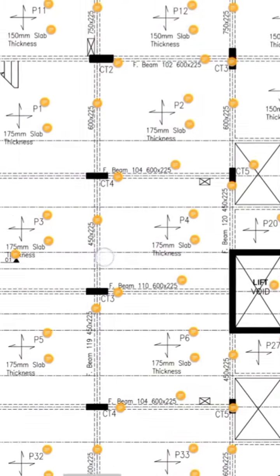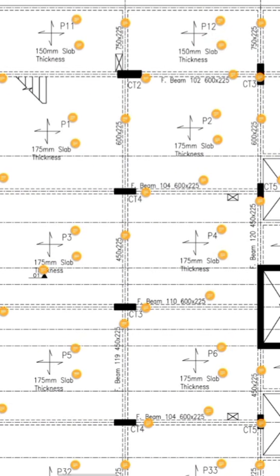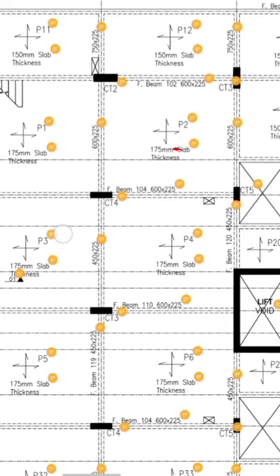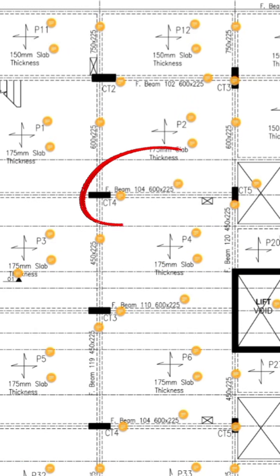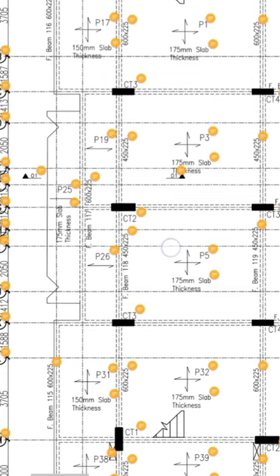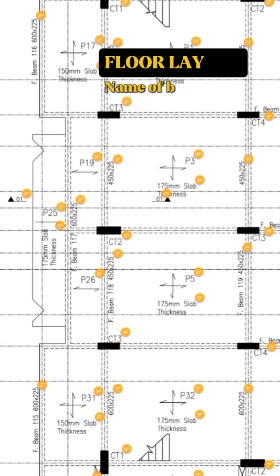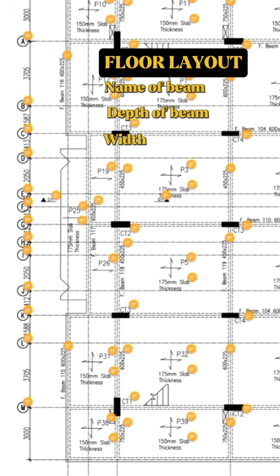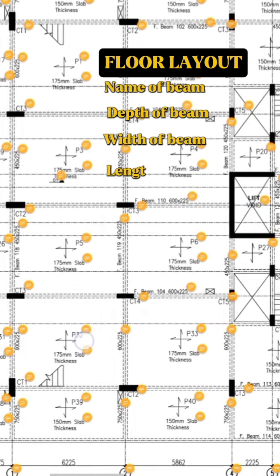So from this one, this particular beam is floor beam 104, and 104 is the name or the label given to the beam. Then 600 by 225. 600 is the depth of the beam, while 225 signifies the width of the beam. So from the layout of the floor, what do you get? You get the name or label or title of the beam, depending on what you call it. You get the depth, just like what I've said, which is 600. You get the width of the beam and you get the length of the beam.